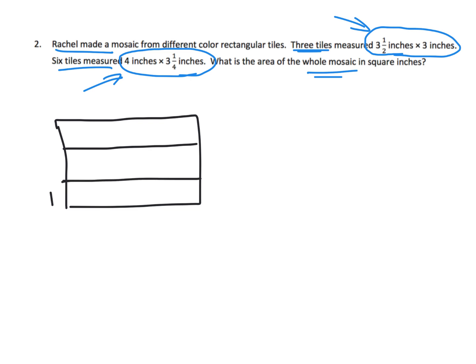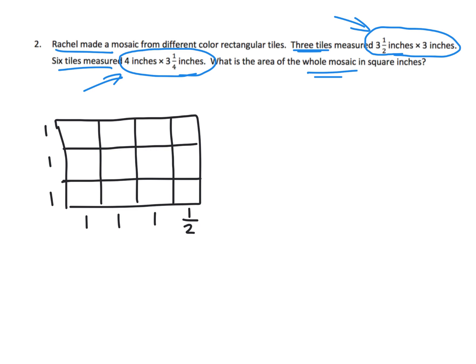And so that's my 1, and my 1. So there's my 3 inches. And now I have to draw 3.5. So let's see, I'm going to do 1, 2, 3. So I'm going to call that one, that one, that one, and then here's a half.